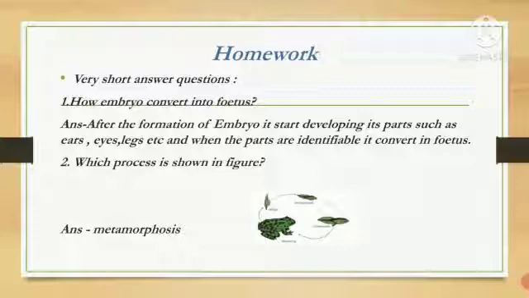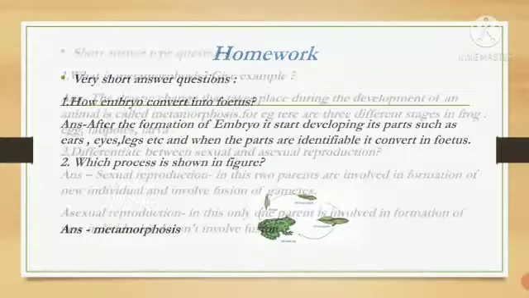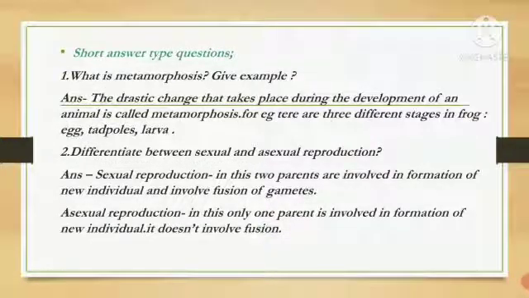Next question is which process is shown in the figure. The process shown here is metamorphosis. Next is short answer type question. What is metamorphosis? Give example. The drastic change that takes place during the development of an animal is called metamorphosis.